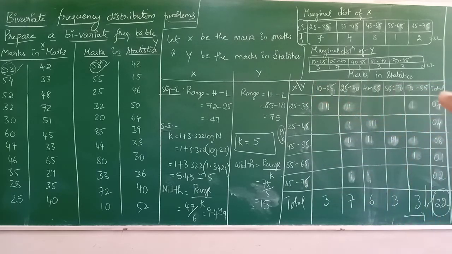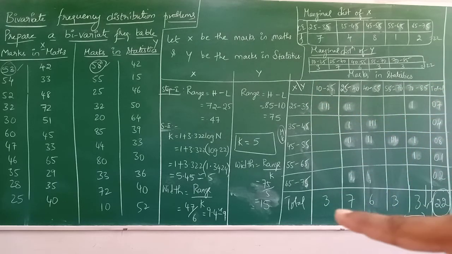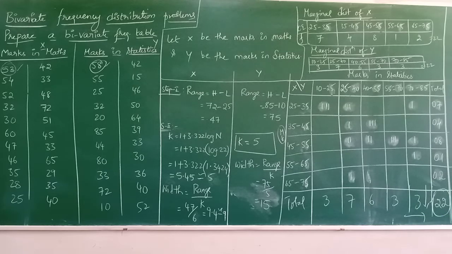These are the class intervals and y frequencies. The same way I have written on top. Once you observe these two, the marginal distribution of x and the marginal distribution of y, this is how the bivariate problem has to be calculated. So one more problem we are going to solve. Clearly observe the problem once again.